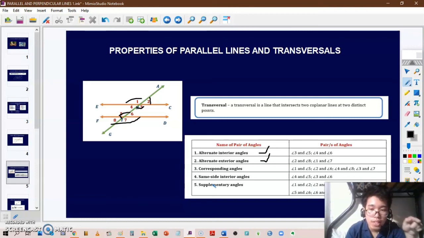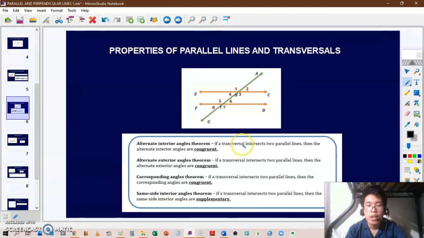Same goes with 5 6, 6 7, 7 8, and then 8 5, or you can go counterclockwise with that one. Okay, so those are our parts for the pair of parallel lines and the transversal as well. So again, we have these theorems.